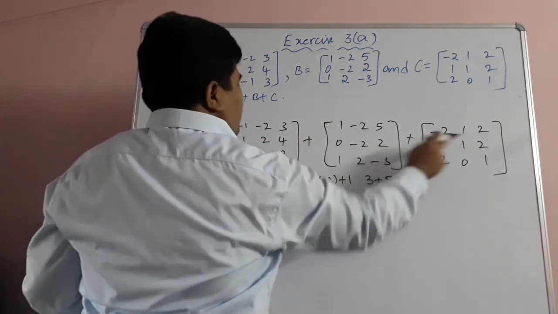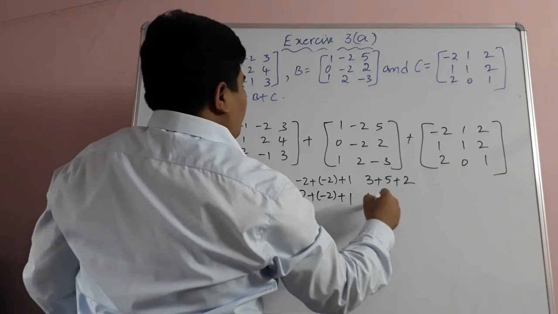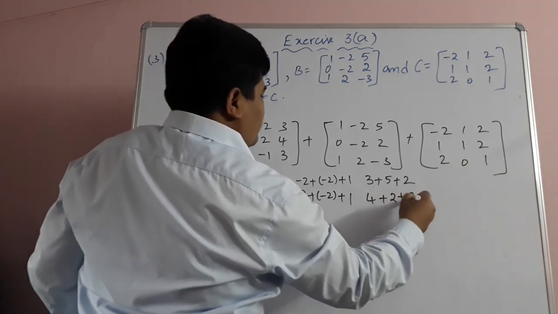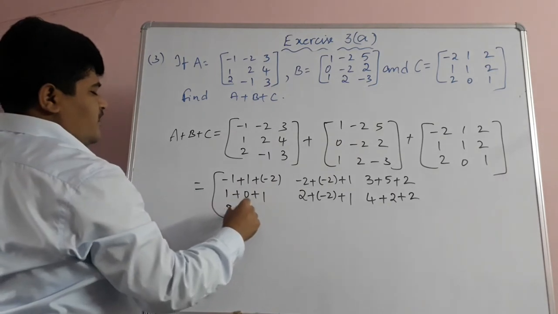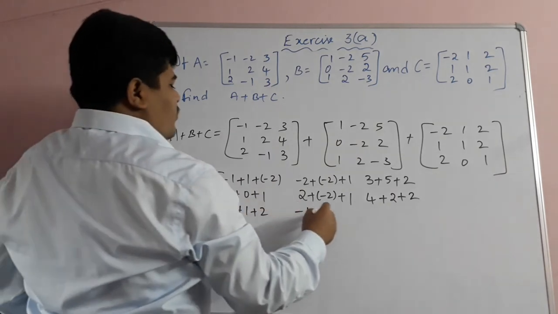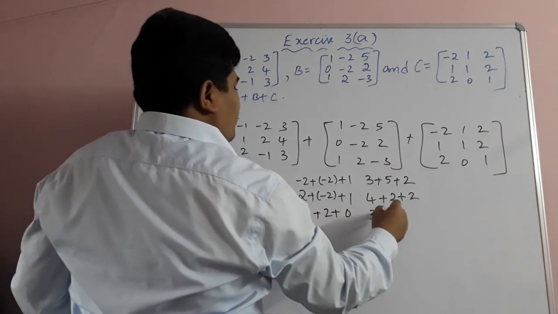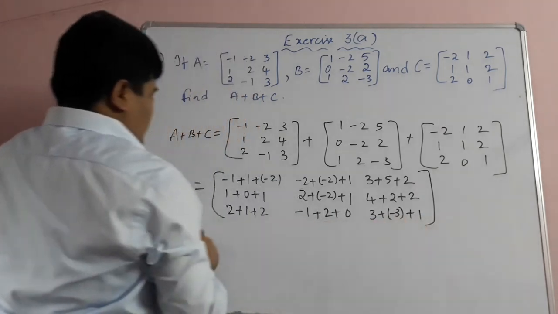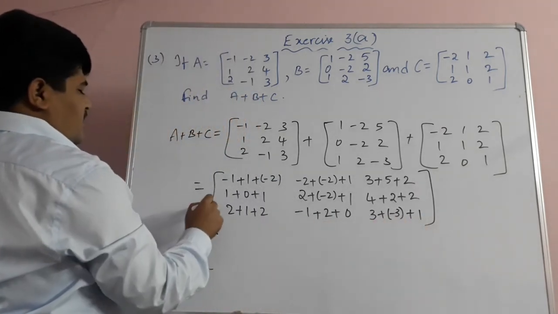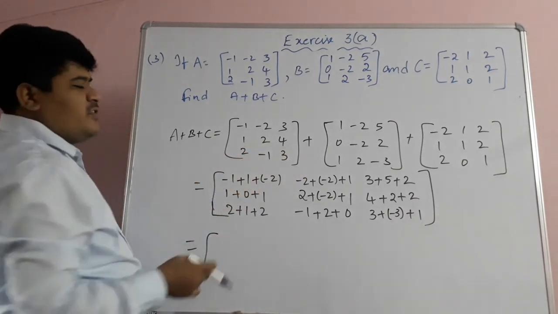2 plus minus 2 plus 1. 4 plus 2 plus 2. And the third row, 2 plus 1 plus 2. Minus 1 plus 2 plus 0. 3 plus minus 3 plus 1. So these are the sum of the three matrices. So we added all the corresponding elements, children.